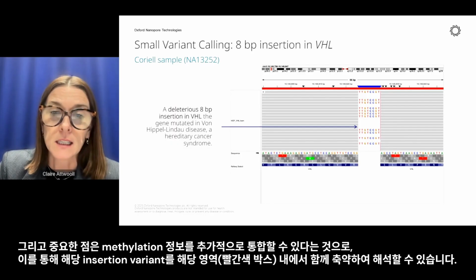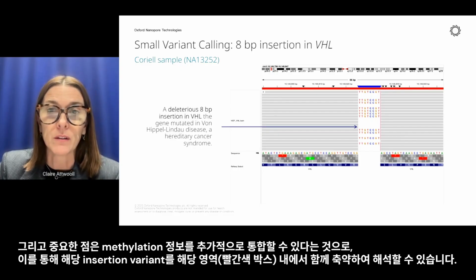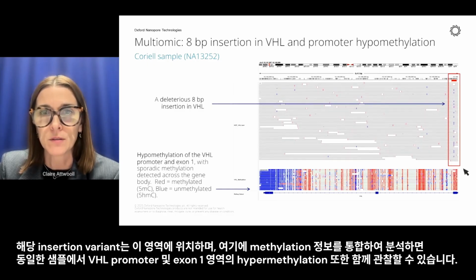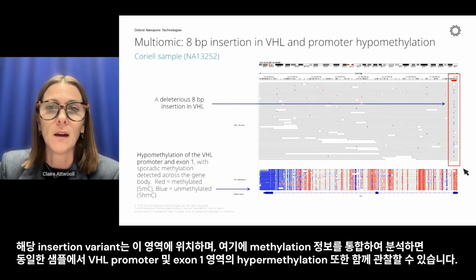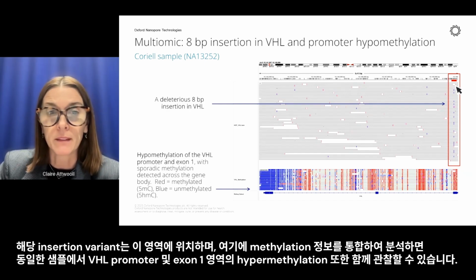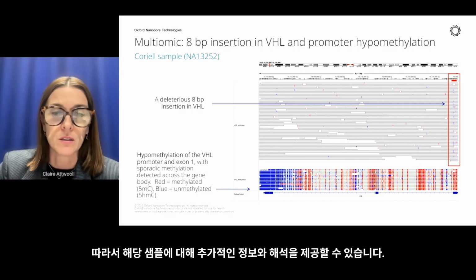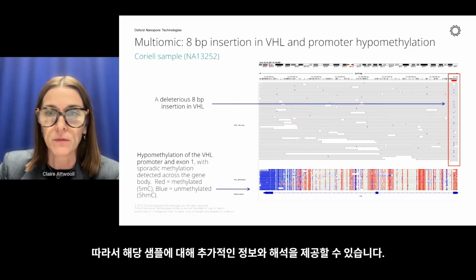But the really nice thing is that you can layer on the methylation. So now we've collapsed down this insertion. That's in this box here. This is where the insertion lives. But when you layer on methylation, you can see that we also can see hypermethylation of the VHL promoter and exon 1 in this same sample. So just giving that extra richness of information for this sample.